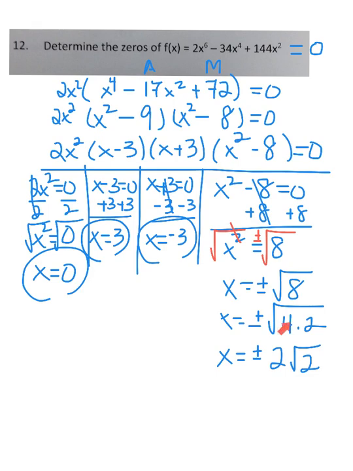So let me just show you again. This radical 4 became this 2, because the square root of 4 is 2, and then that 2 right there is right here. Okay, and so then we've got our last set of zeros. Now remember, here we really have 2 zeros. We have the positive 2 radical 2 and the negative 2 radical 2. So we have 1, 2, 3, 4, 5 zeros.